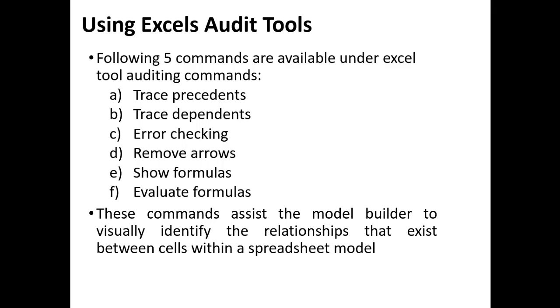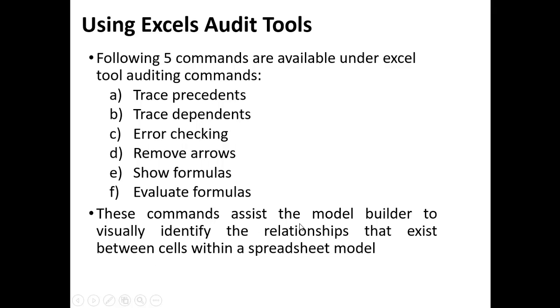Out of that, here you can see that we have 6 options, but the tools would be trace precedents, trace dependents, error checking, show formulas, and evaluate formulas. Remove arrows is an option that is there, but it is not necessarily a tool. That's why we say the following 5 commands. When we apply these, you would realize that it is not a tool, but it is necessary in the application of the rest of the tools, especially trace precedents and trace dependents.